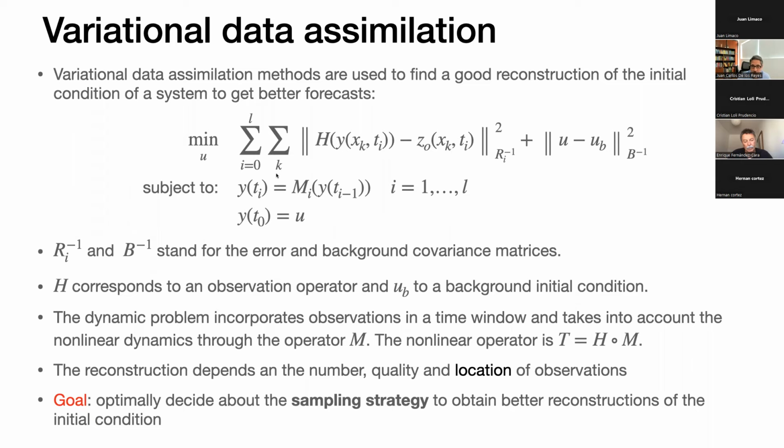And the dynamical problem incorporates observations in a given time window and also takes into account the dynamics, the nonlinear dynamics operator M. So the resulting nonlinear operator is T equal H composed with M. And the reconstruction depends, of course, on the number, quality and location of the observations. And the idea here is to optimally decide which is the sampling strategy that has to be used.